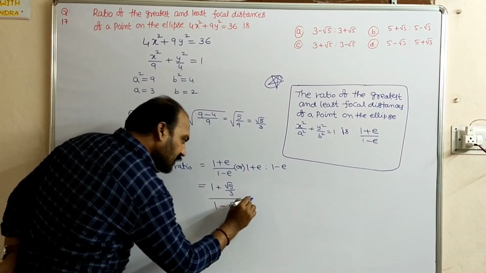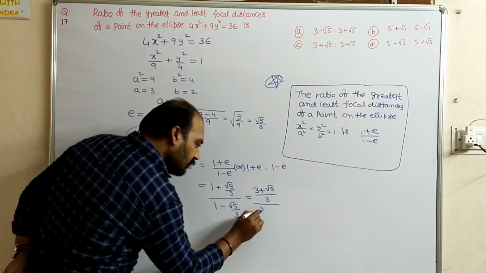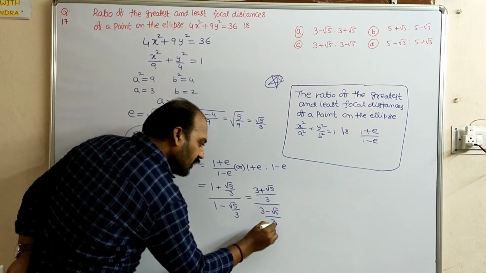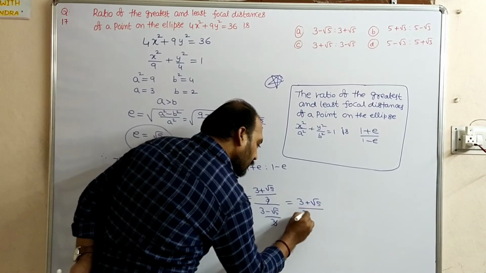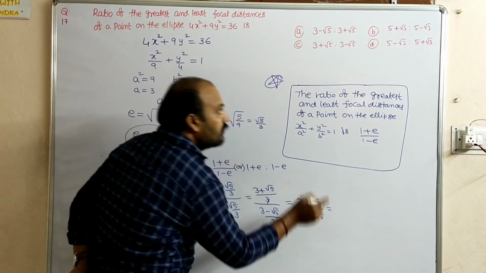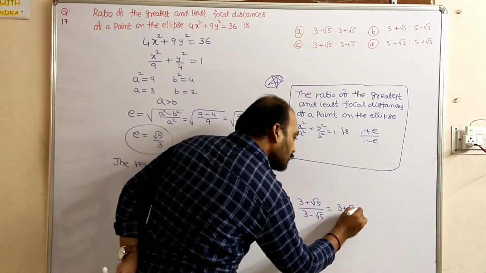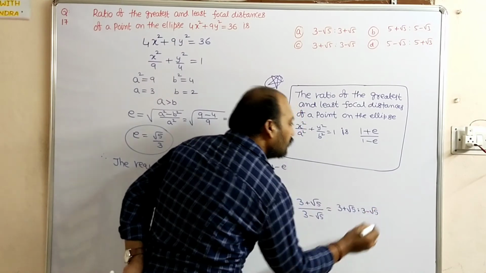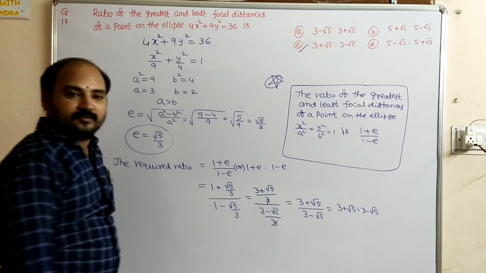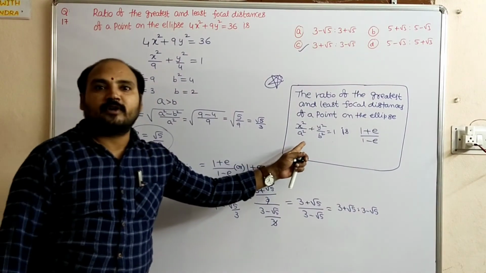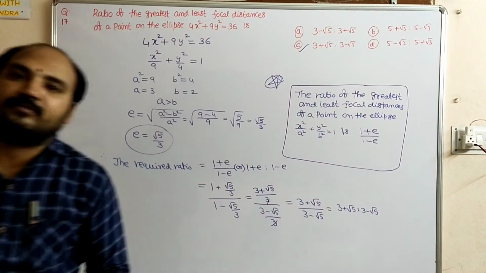So by calculating LCM, 3 plus root 5 divided by 3 whole divided by 3 minus root 5 by 3. 3 gets cancelled, which is equal to 3 plus root 5 divided by 3 minus root 5. This can be written according to the options as 3 plus root 5 is to 3 minus root 5, which is there in the third option. You have to remember this formula, dear students, which is very, very important. We will move to the next question.